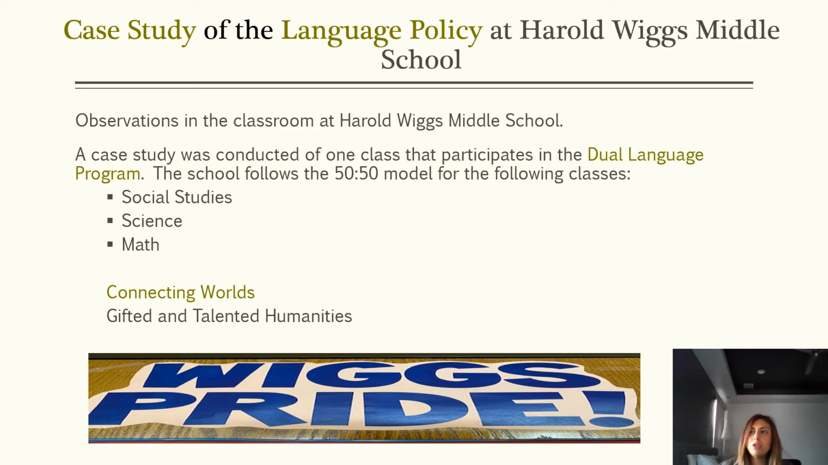One important observation was that Connecting Worlds is a gifted and talented program, and this is a two-way dual language program for the gifted and talented students. The humanities is thematic and project-based, so it is the exception. Additionally, all dual language students participate in a 100% Spanish language class that is considered languages other than English, Latin, but it's mostly closely related to the Spanish language arts.